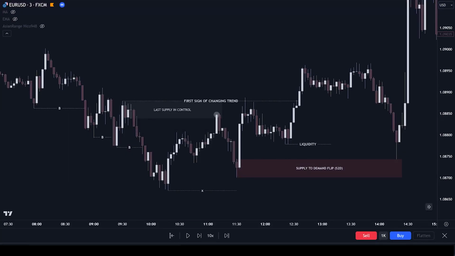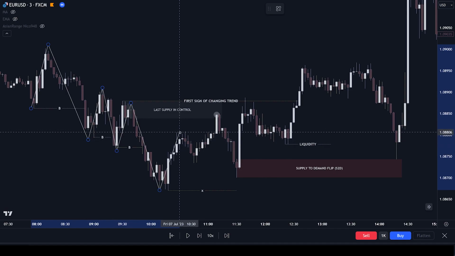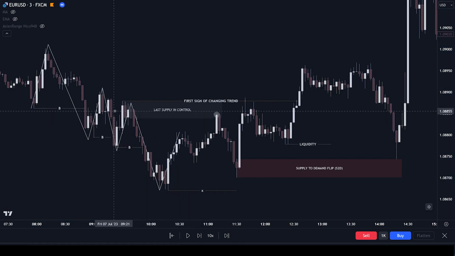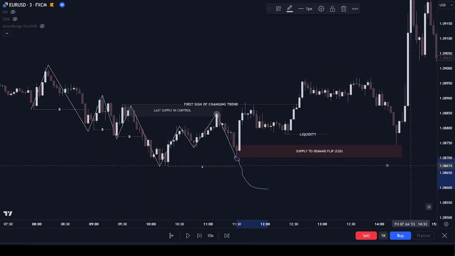For the first example here, we were trending in a bearish market, making lower lows and lower highs. At some point price starts to lose its power. What I'm going to do in this case is mark the last supply in control. The last supply in control will be this supply zone. So we have a break in market structure and a valid supply zone. I need to wait for the price to react to this supply zone. As we can see, the supply zone was not able to set a new swing low in the market structure here.